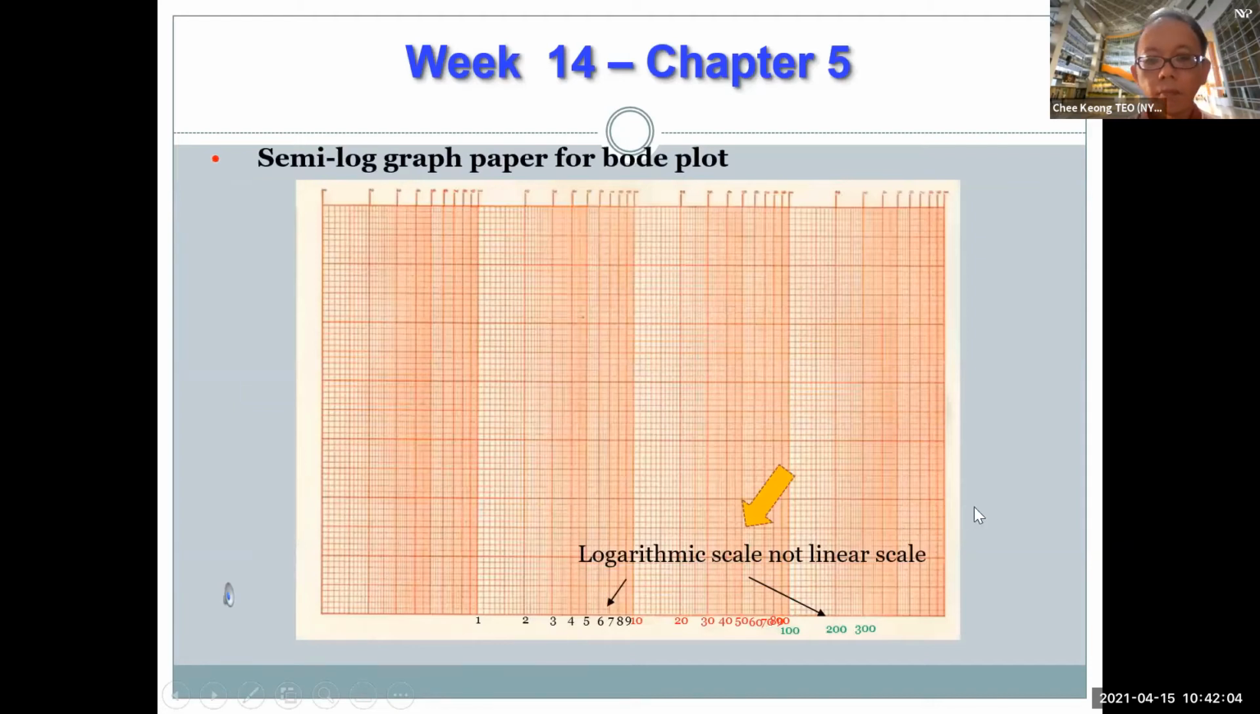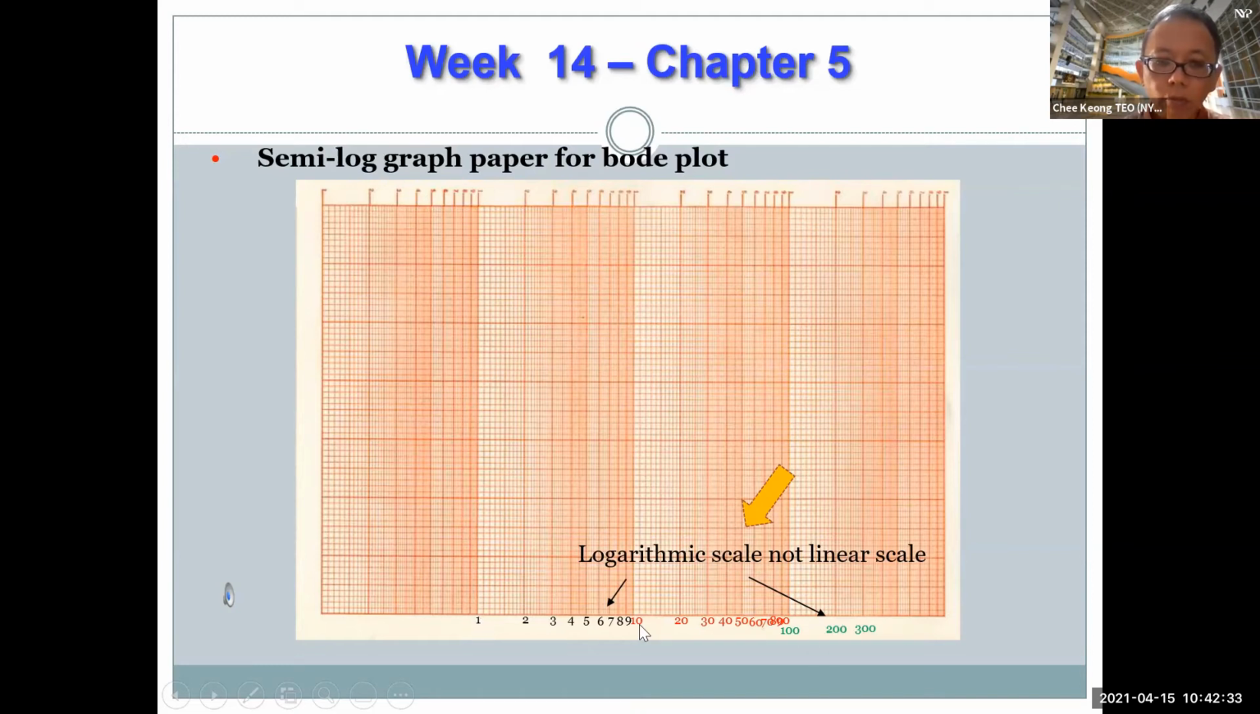The reason why we use logarithmic scale for the frequency x-axis is because the frequency range can be quite huge and it's almost impossible to put it on a linear scale paper. When log scale is used on the x-axis, the range of frequency we can plot on a semi-log paper becomes very much wider.